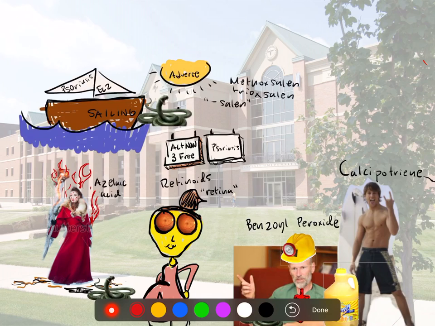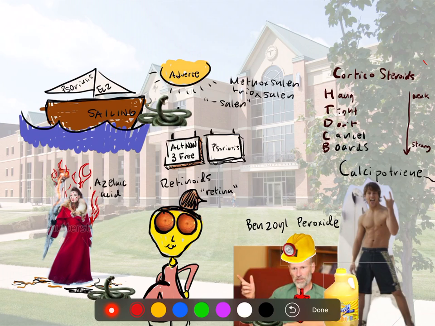Our next drugs are the photochemical agents, represented by the suffix salen: methoxsalen and trioxsalen. Remember this brown boat that is sailing and has psoriasis sails and eczema sails as well. Adverse effects are similar to those with severe sunburn, including nausea, blistering, painful erythema, photoaging, and non-melanoma skin cancers.